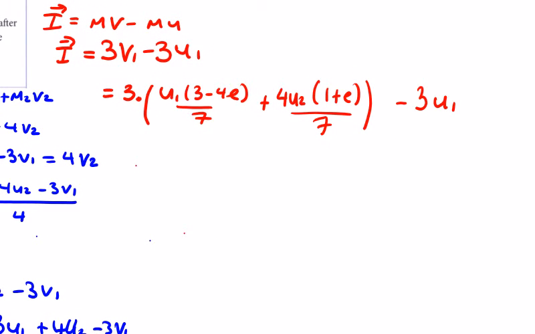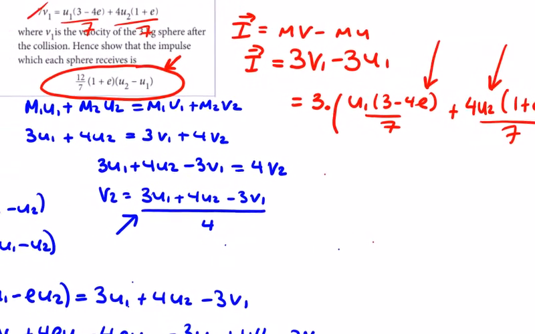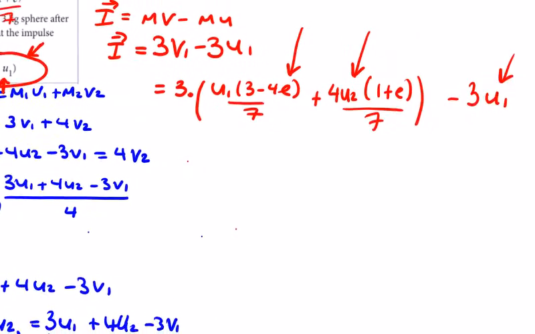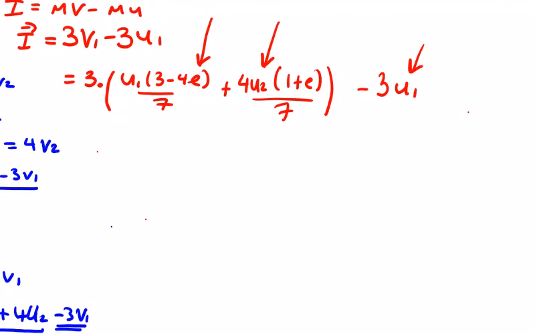Now what do I have in this? I have u1, u2, and e. I have u1, I have u2, I have e. And they're looking for this in terms of u2, u1, and e. Okay, let's see, can we get it down to this expression? 12 over 7 times (1 plus e) times (u2 minus u1).